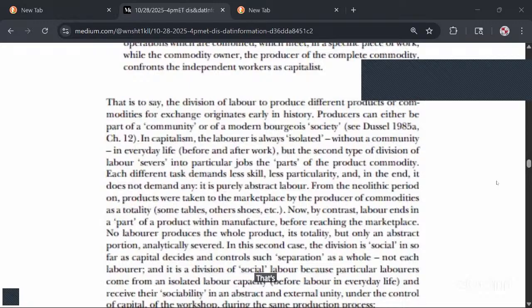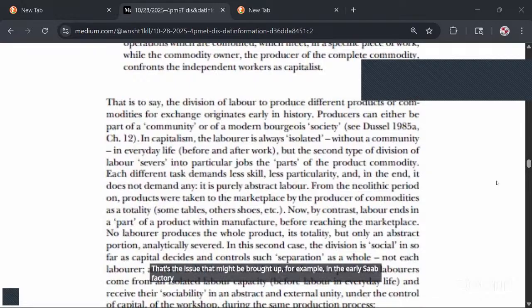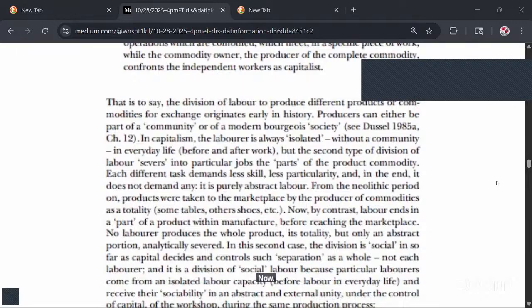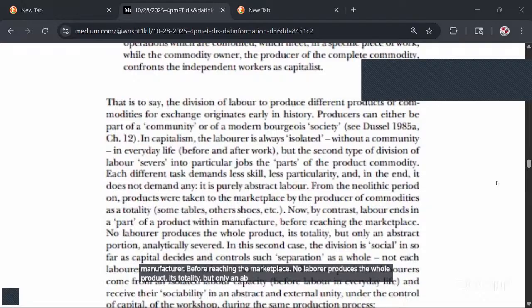That's the issue that might be brought up, for example, in the early Saab factory, for example, a car factory. Now, by contrast, labor ends in a part of a product within manufacture before reaching the marketplace. No laborer produces the whole product, its totality, but only an abstract portion analytically severed, right?